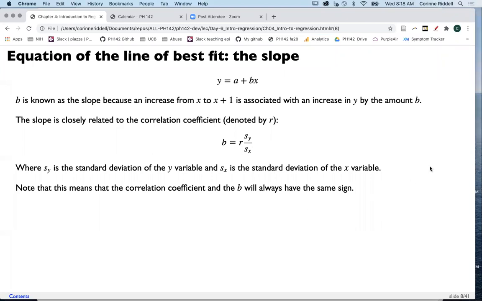And I just added these two sentences to my version of the slides. So you might want to jot them in your notes if you don't have them, because these descriptions of S sub Y and S sub X aren't in your version of the slides. Okay.